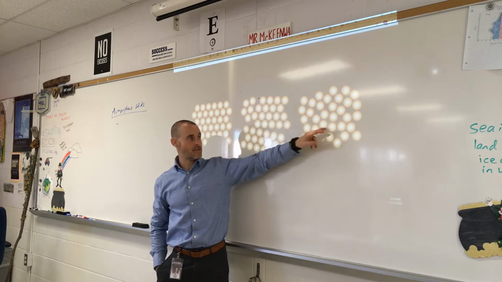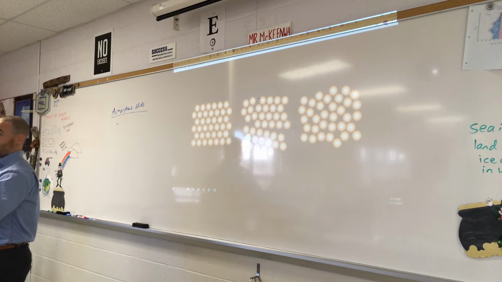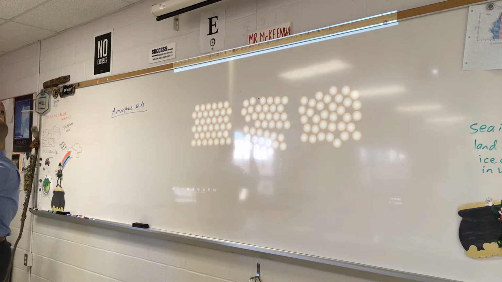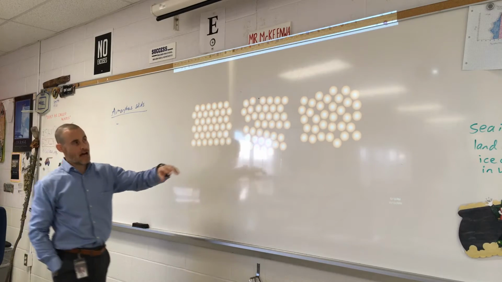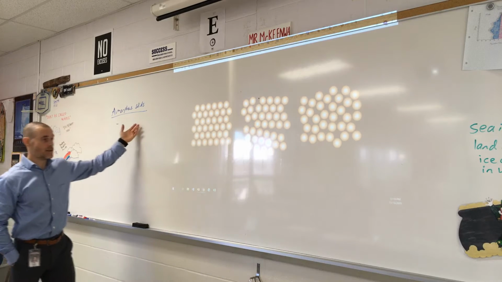And then this, how's that different? It looks like a liquid. Almost looks like a liquid, but it's not. Why? There's spaces and it's not as organized, right? That's an amorphous solid. So it's almost better to show you than give you a definition.